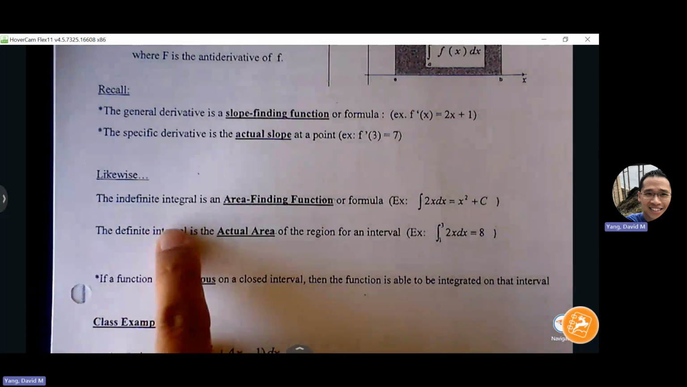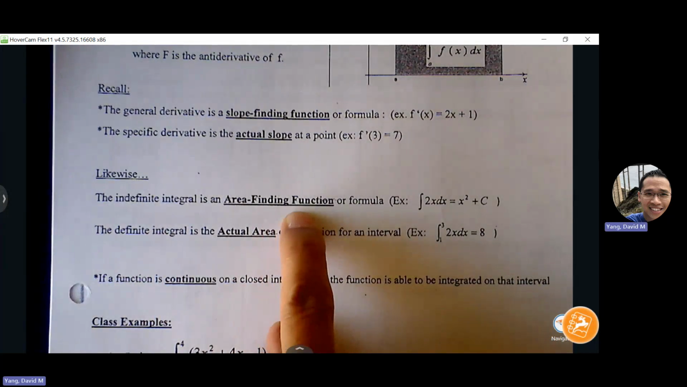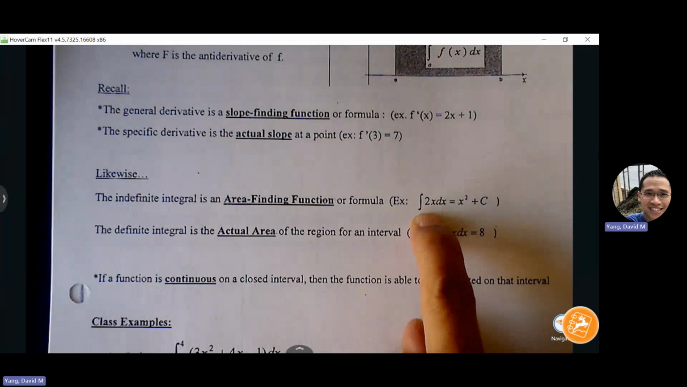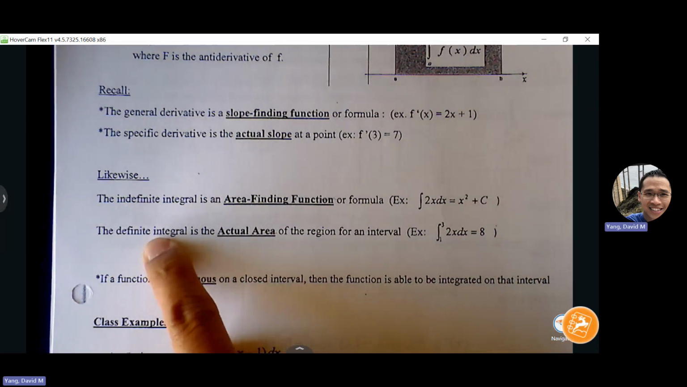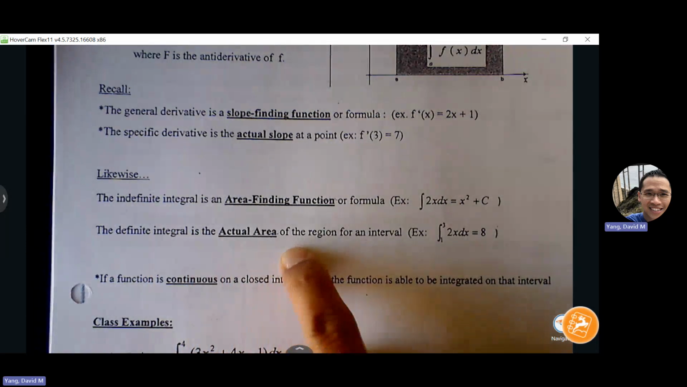So the specific derivative will give me the actual slope at that point. Likewise, the indefinite integral is an area finding formula. So the antiderivative of 2x is just x squared plus c. X squared plus c is not the actual area, but it is an area finding formula that we are going to use to help us find the area of the region between the graph and the x-axis. So the definite integral is the actual area of the region for that interval.